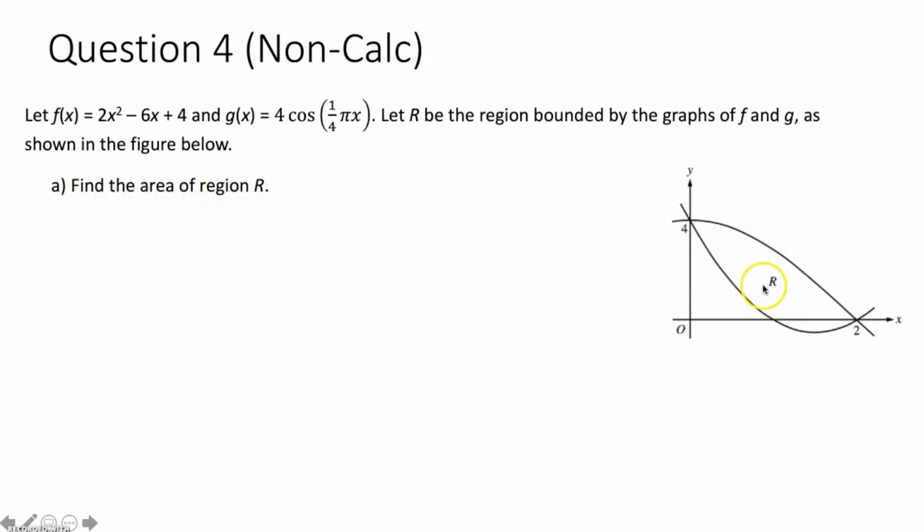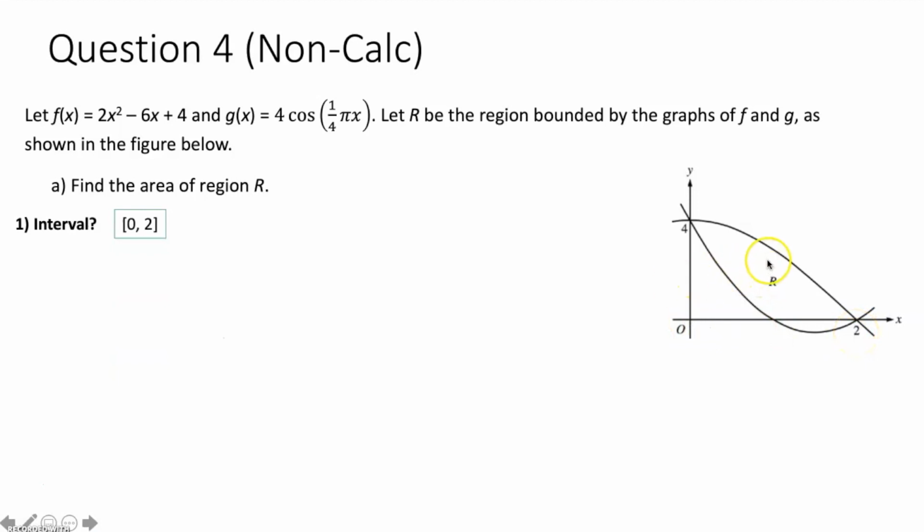So in order to find the area of the region R, notice that region R is between two curves. So I need to find the area of the region between two curves, meaning I'm going to set up a definite integral of my upper function minus my lower function. So the first question is, in setting up a definite integral, what is the interval on which we're going to integrate? Well, looking at this figure here, we see that our region R goes from x is equal to 0 to x is equal to 2.